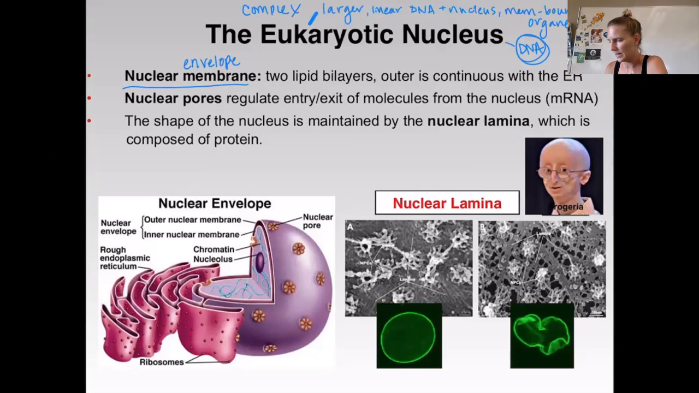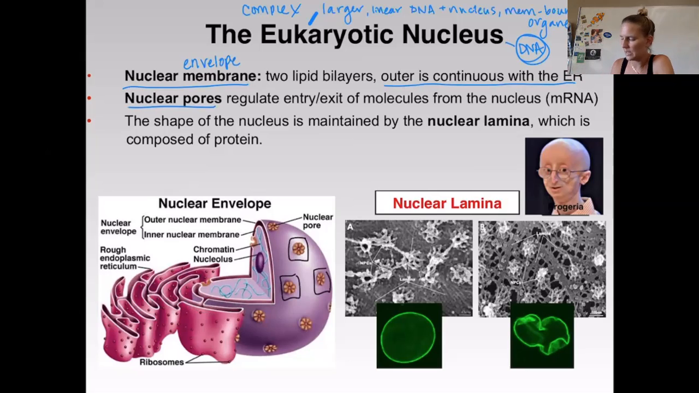The outer one is continuous with the endoplasmic reticulum. And you can see that down here in this image, how the outer nucleus is actually continuous with this other membrane structure called the endoplasmic reticulum. The nucleus also has these special kind of holes in them, and those are called the nuclear pores, all right? And the nuclear pores help get things inside and outside of the nucleus.